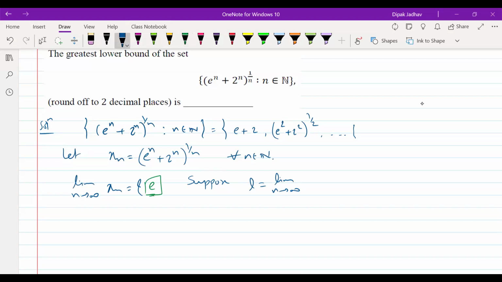Let us see how. Suppose you denote the limit of the sequence by L. Take log on both sides. There's a usual trick to handle such kinds of limits. The log, being a continuous function, goes inside the limit, and after simplification, you'll end up getting something like this.